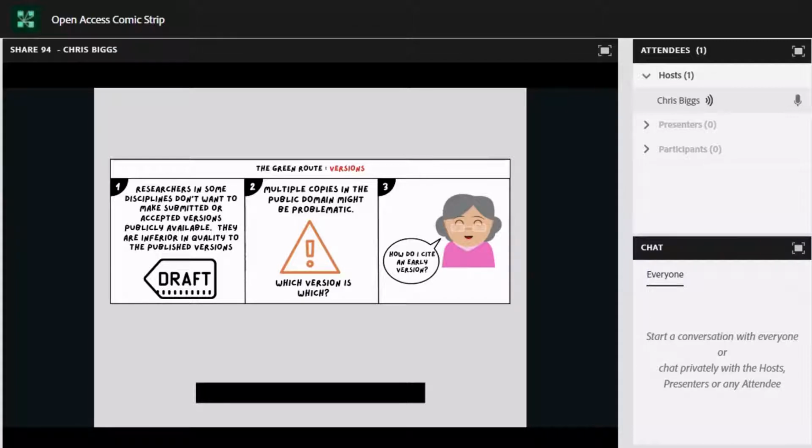How do you know which one you're reading? What changes might have taken place across the versions? And how do you cite these different versions? It's complicated, and for sure, the final versions are better to read and cite.